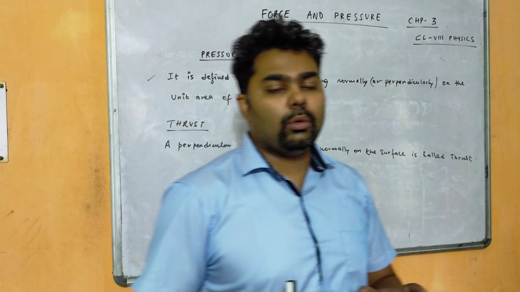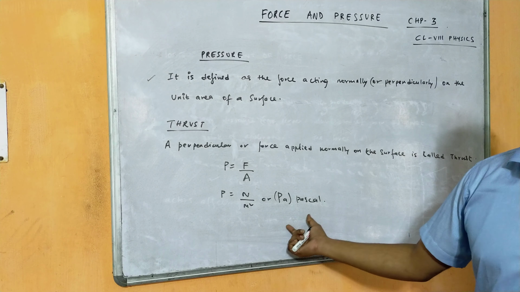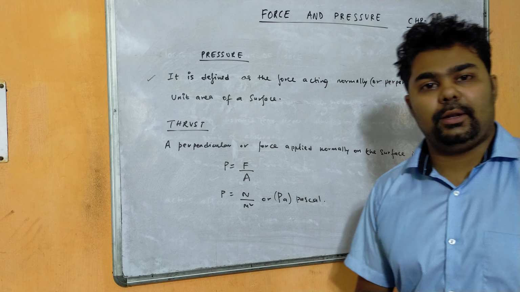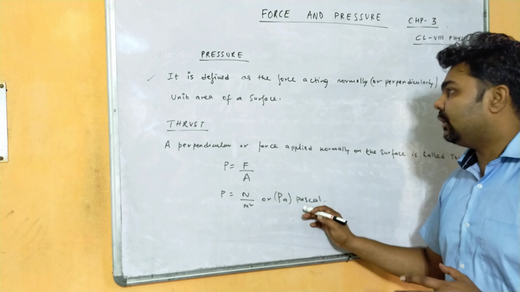So pressure equals Newton per meter square. You can write it as the SI unit, or you can also write Pascal, right? Pa is denoted as Pascal. So the SI unit of pressure is Newton per meter square, or Pascal.